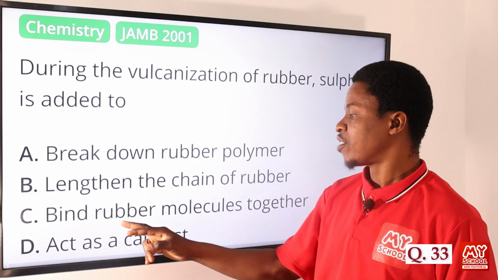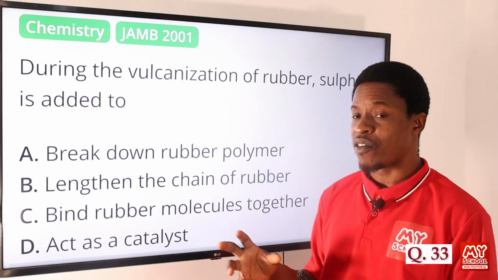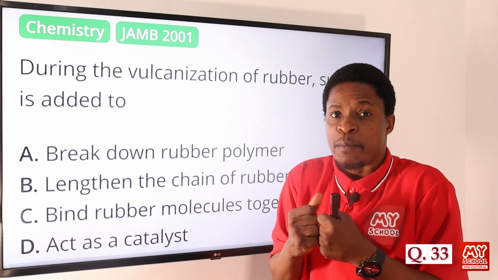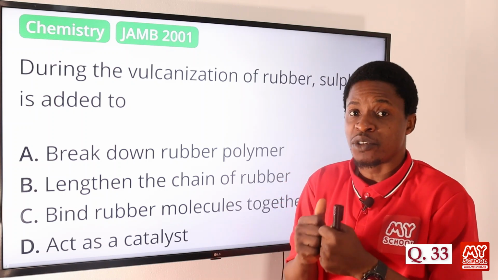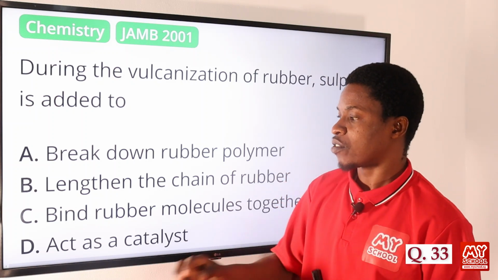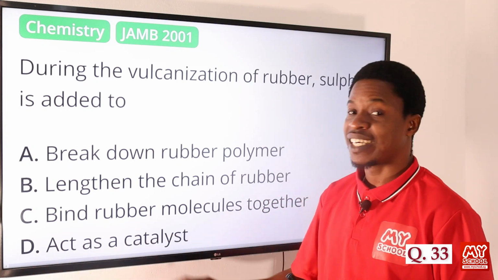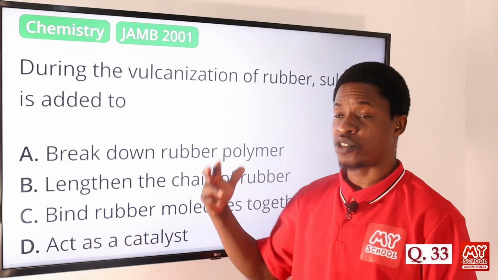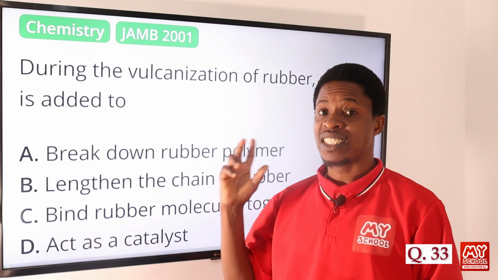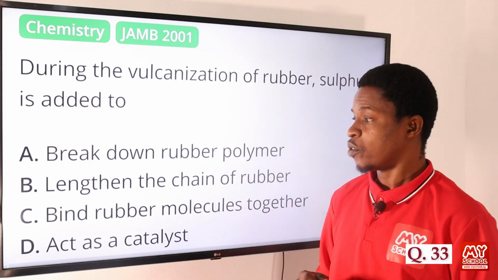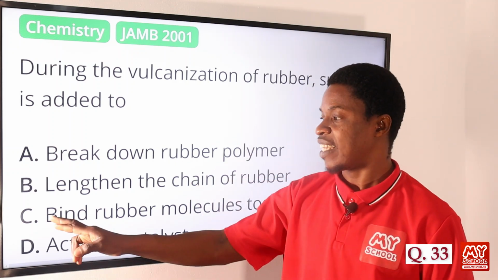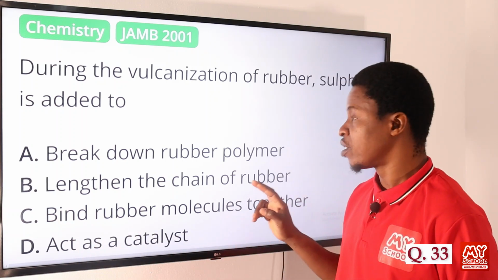Option C says bind rubber molecules together. The molecules of rubber, you bring them together so that they can be stronger and harder. So option C is correct. Option D says act as a catalyst. No, it's not trying to speed up the rate at which that rubber is produced. The correct answer here is to bind rubber molecules together.